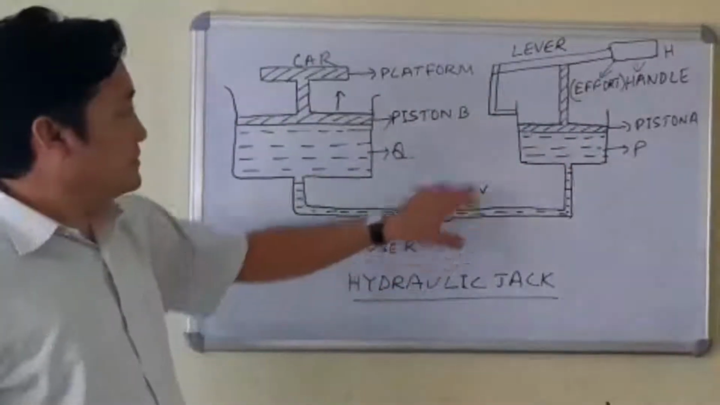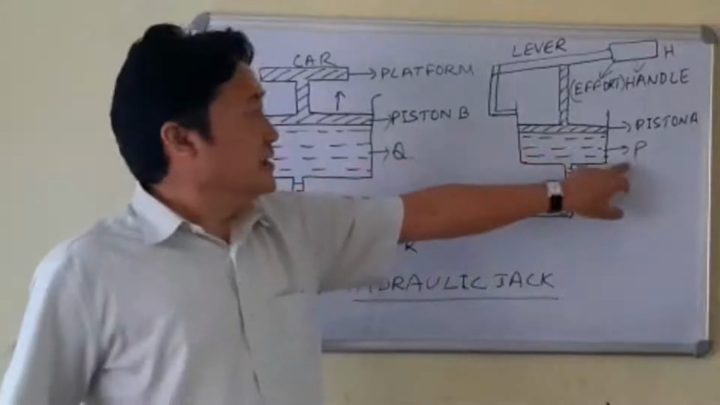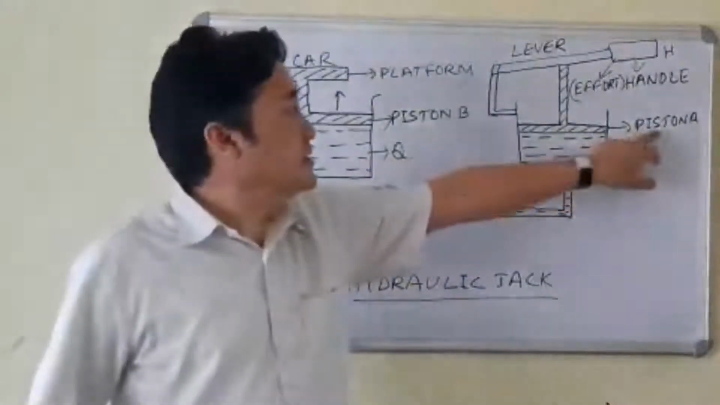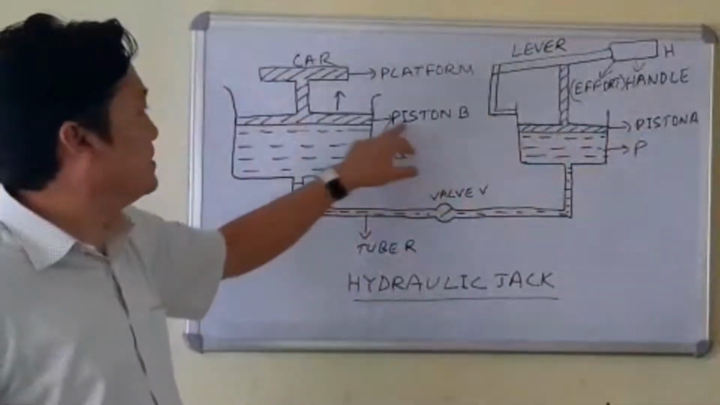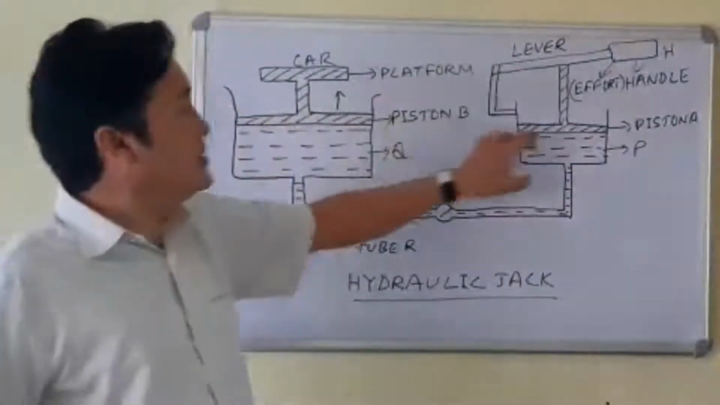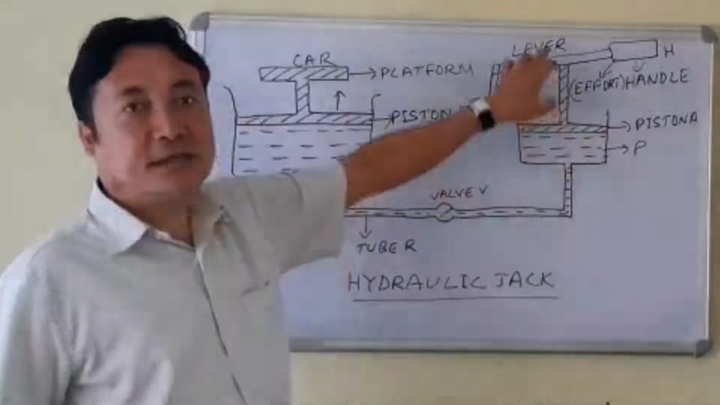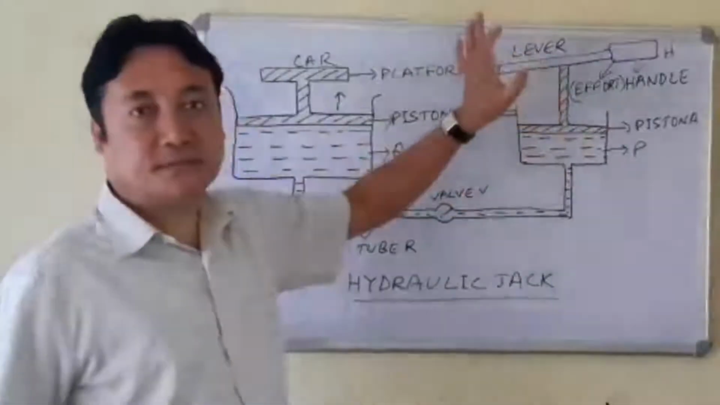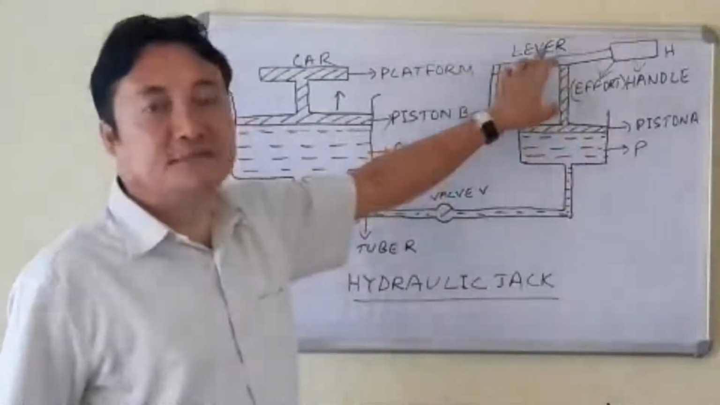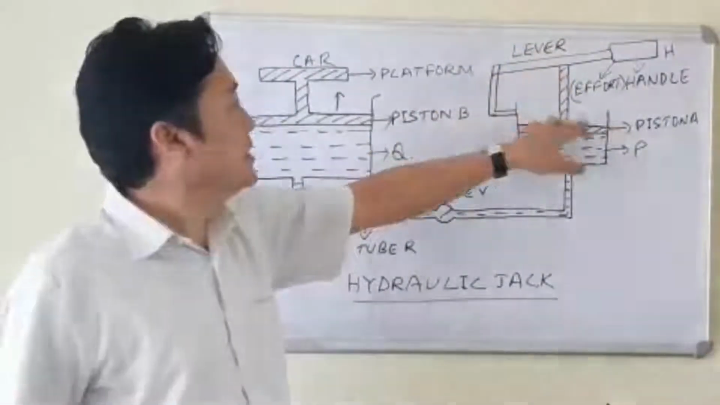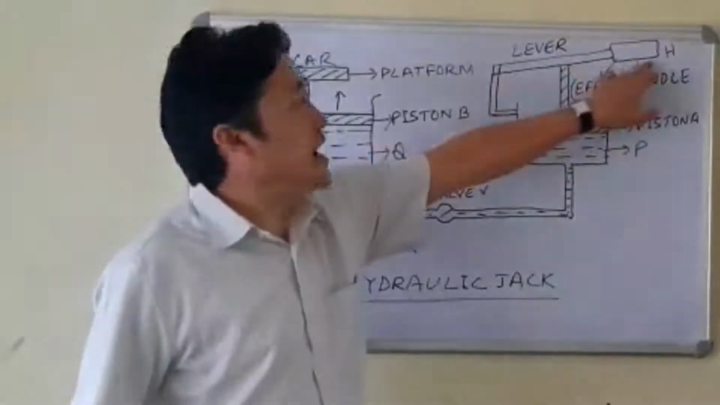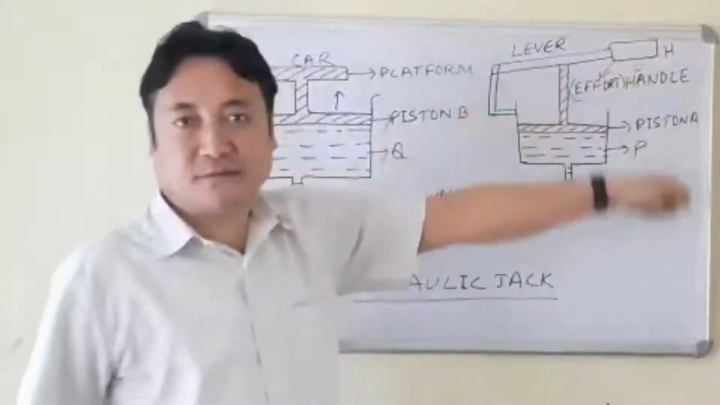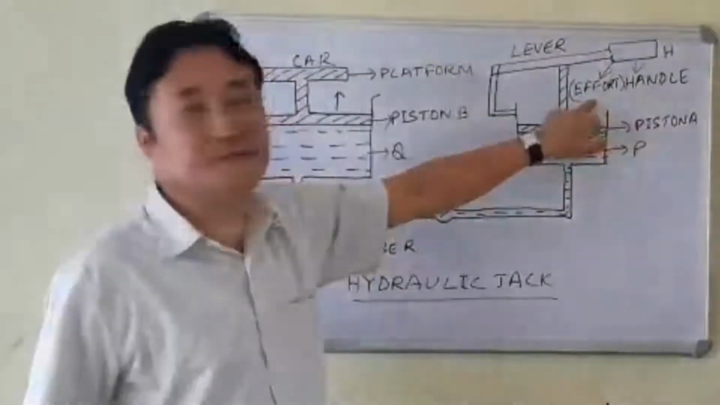Now this narrow vessel has a piston A, and the wider vessel has a piston B. This piston A is attached with a lever. A lever is a simple machine. So piston A is attached with the lever, and this one is the handle. On the handle you apply the force, and the force you apply is the effort.